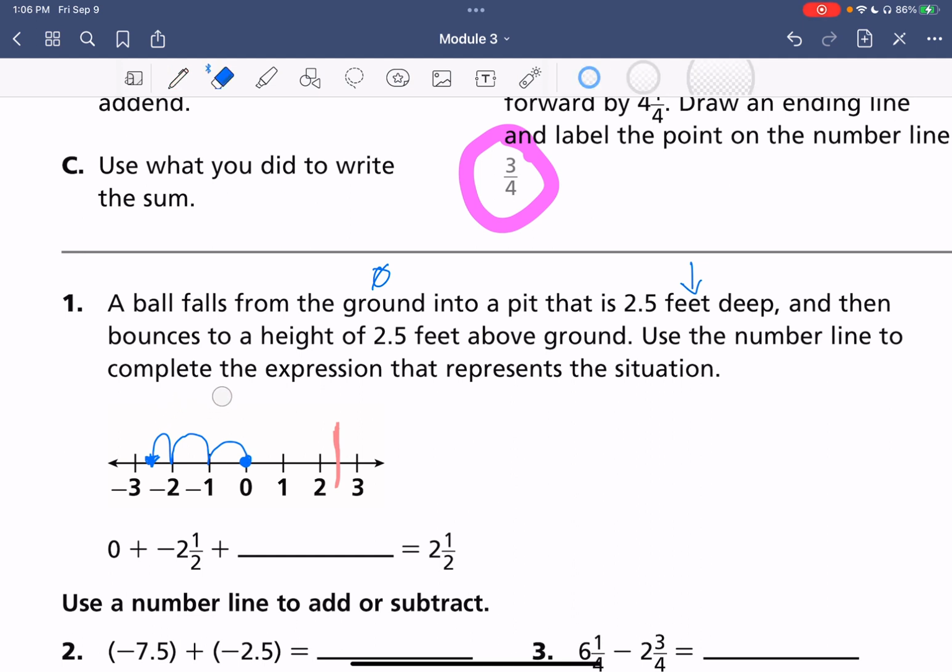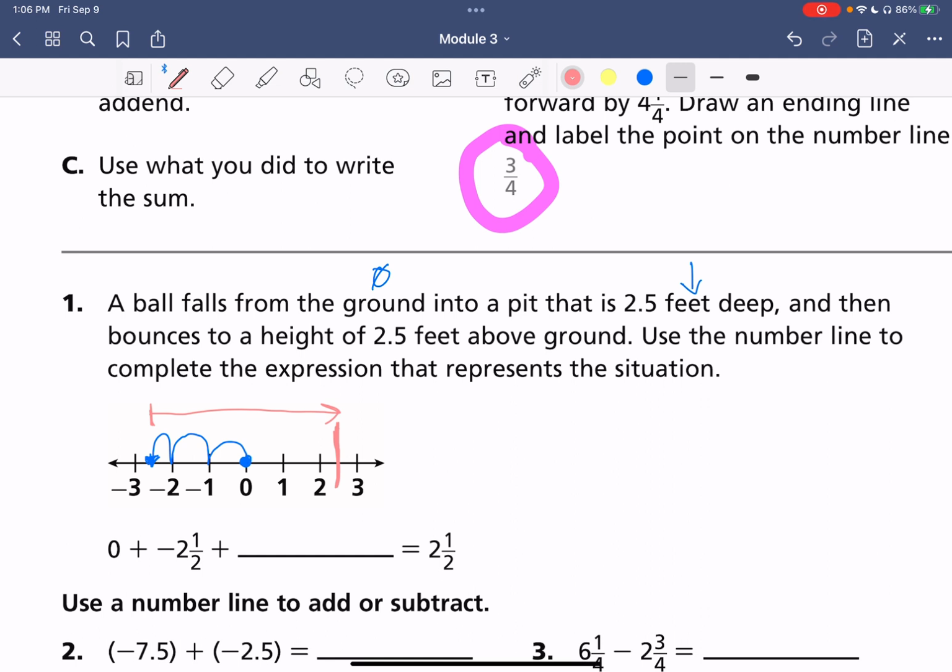How are we going to get from our -2.5 to our +2.5? How are we going to get there? Pause the video. What do you think? Unpause it when you're good.